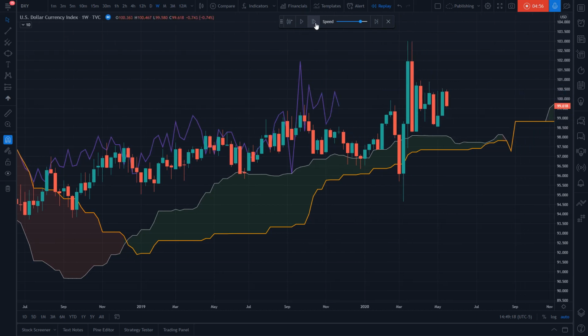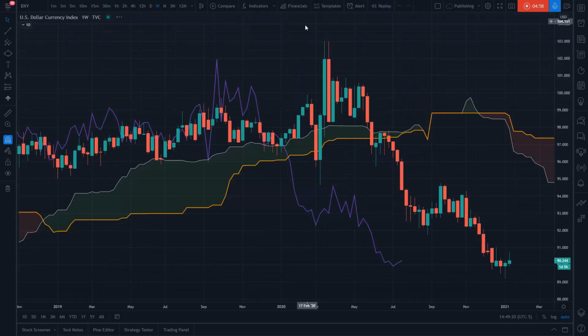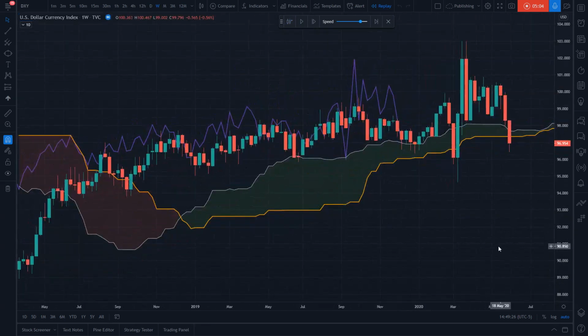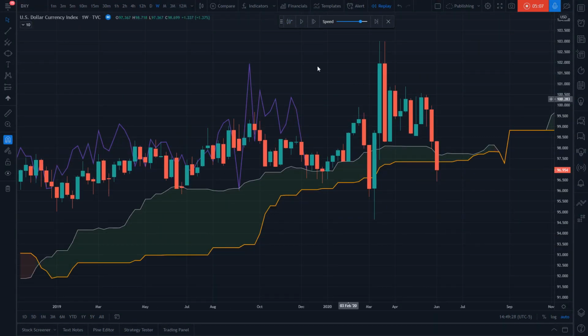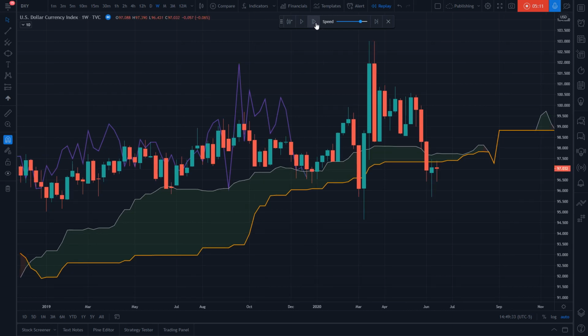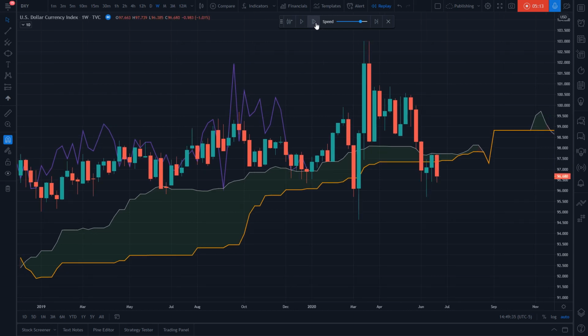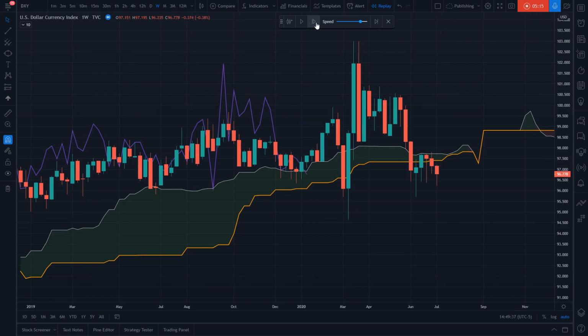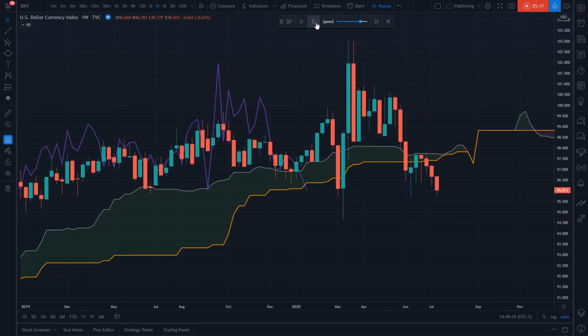I may have to jump ahead. Let's just do this, and then we'll go back to this date here. Okay, so now at this point, price is coming out for a second time. Now, when does that purple line also get us out of the cloud? Come on, daily. There we go.